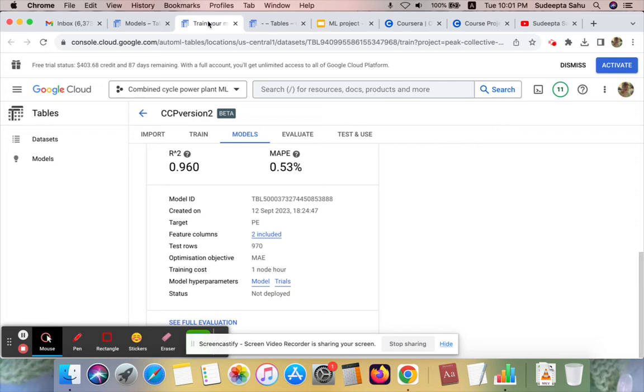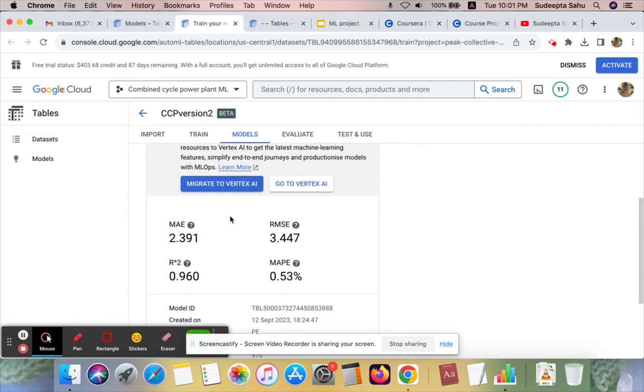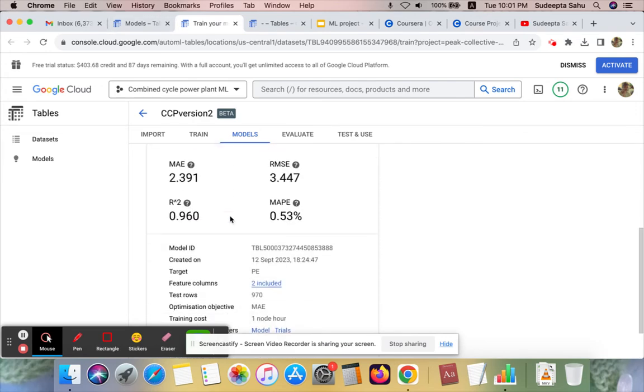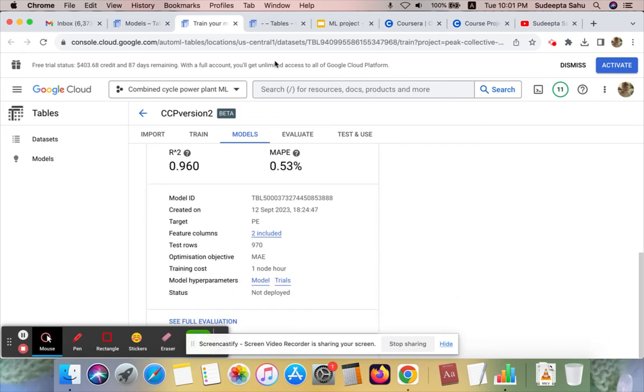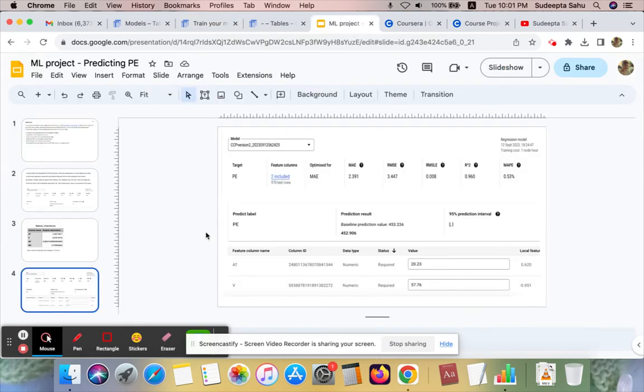So next, I ran the model with only two features, which is AT and V. As you see here, the model now has an R square value of 0.96, which I think is a good fit. And even the MAPE is now slightly higher. So the model looks much better with the two parameters chosen, and it is definitely a better fit.